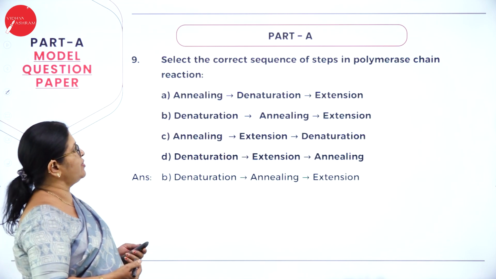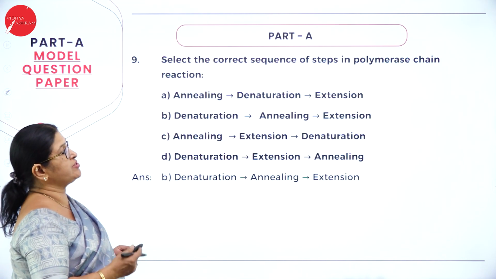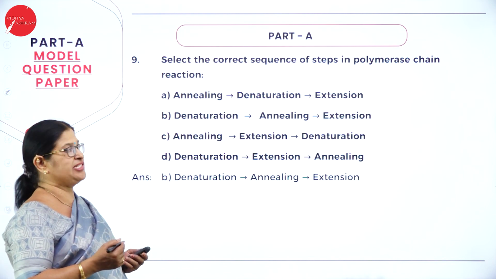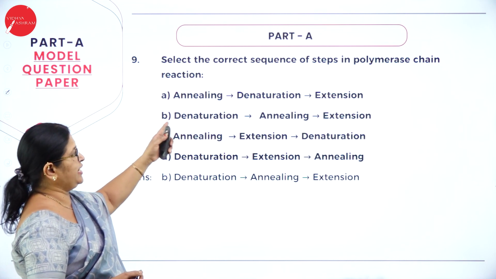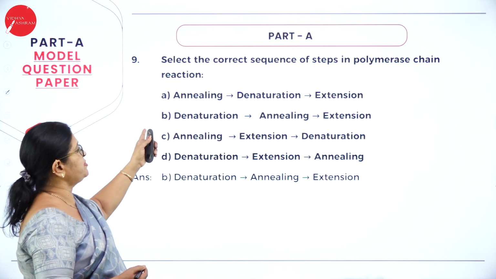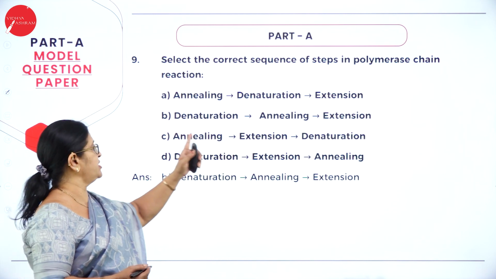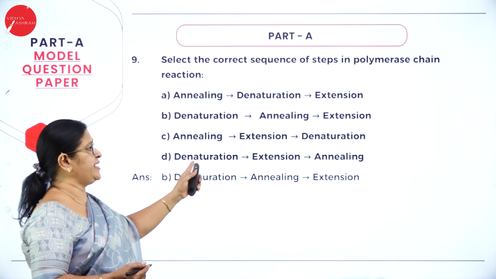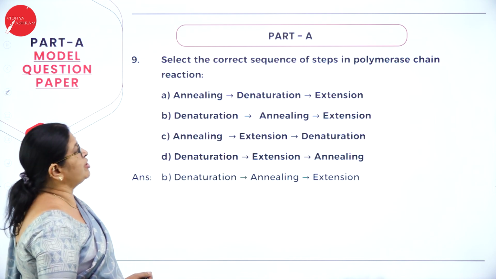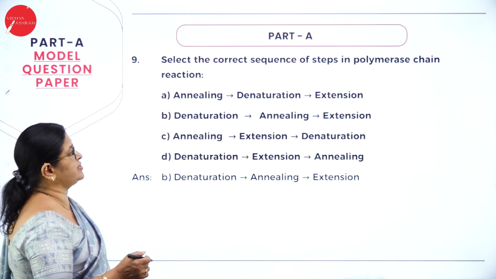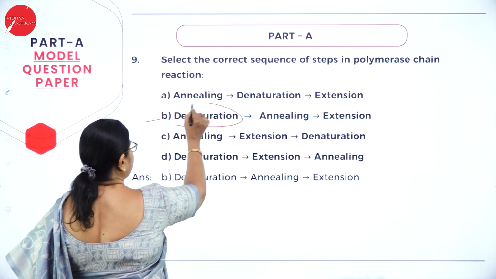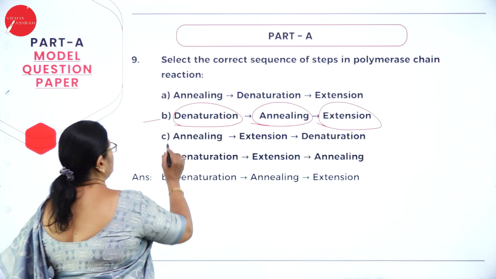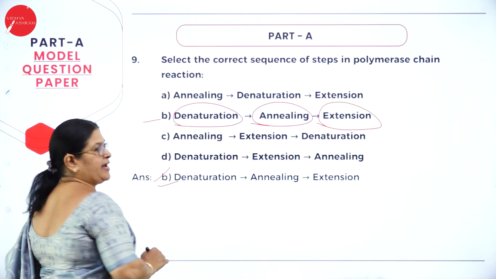Moving on to the 9th question. Select the correct sequence of steps involved in PCR, that is polymerase chain reaction. Option A, annealing, denaturation, extension. Option B, denaturation, annealing, extension. Option C, annealing, extension, denaturation. Option D, denaturation, extension and annealing. So the first very important step is denaturation, so it is option B. First denaturation, next comes annealing, next comes extension. So option B is the right answer.